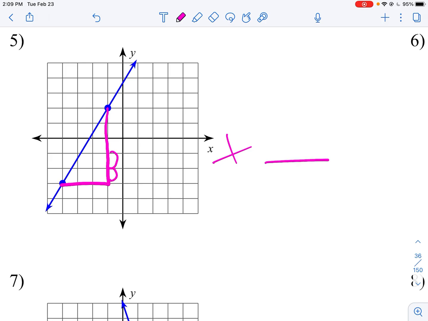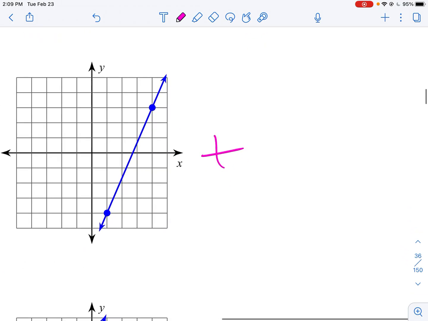So I go up 1, 2, 3, 4, 5. I go over 1, 2, 3. 1, 2, 3, 4, yep. So 5/3. Next one. That was horrible. Okay, I go up 1, 2, 3, 4, 5, 6, 7. I go over 1, 2, 3. So 7 over 3.